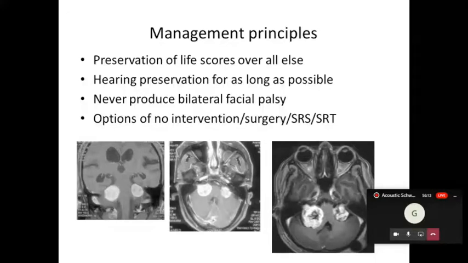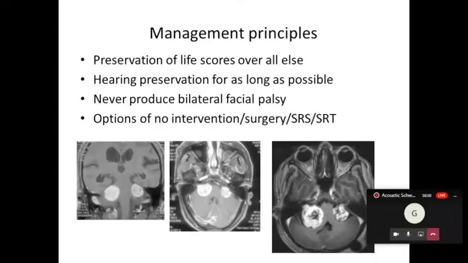So use this time available to make these patients functional, either by asking them to learn lip reading or sign language. Thirdly, with whatever intervention you do, never produce bilateral facial palsy, because that is devastating to the patient and because the patient cannot eat. So try and avoid that.